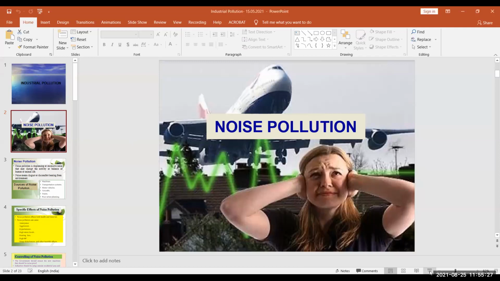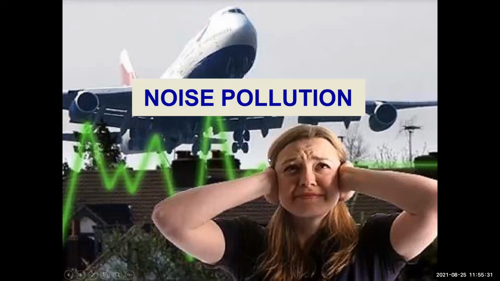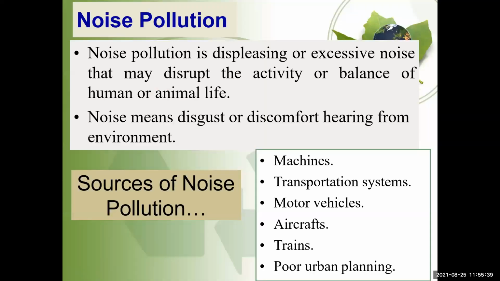Now we see in the image the noise pollution, as part of disaster management. Noise pollution comes under industrial pollution. Excessive noise may disturb the activity or balance of humans or animals. This is a very big issue because of the impact on humans and animals.